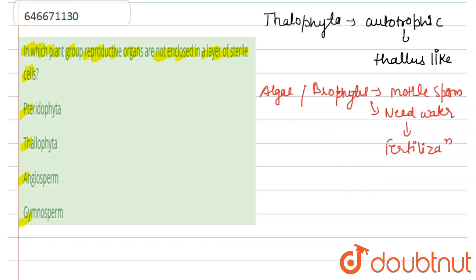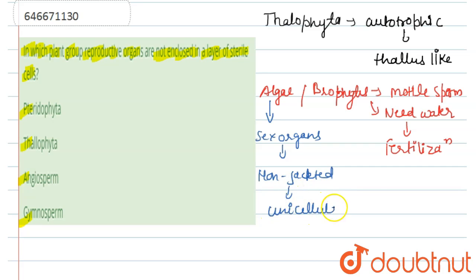But if we talk about the bryophytes, bryophytes can be separated from the algae, that is thallophyta, because archegonium originated for the first time in bryophytes in the plant kingdom, wherein the reproductive organs are covered by a jacket of sterile cells. Now if we talk about the algae, the sex organs are non-jacketed and unicellular. Hence, the correct option is option B.